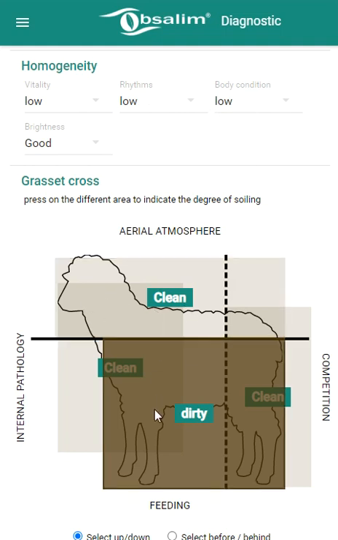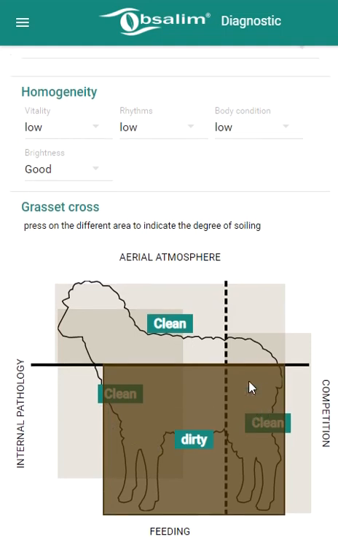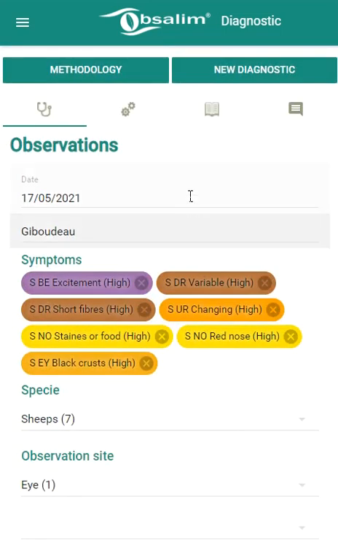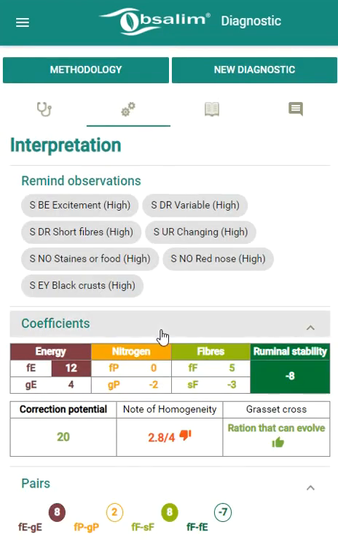And the grass across shows a very dirty lower area, which indicates that feeding is involved. We can assess the interpretation of the diagnostic by clicking on the gear icon. The ruminal energy score is very high, with very low transfer. Only 1/3 of the energy is available to the sheep.